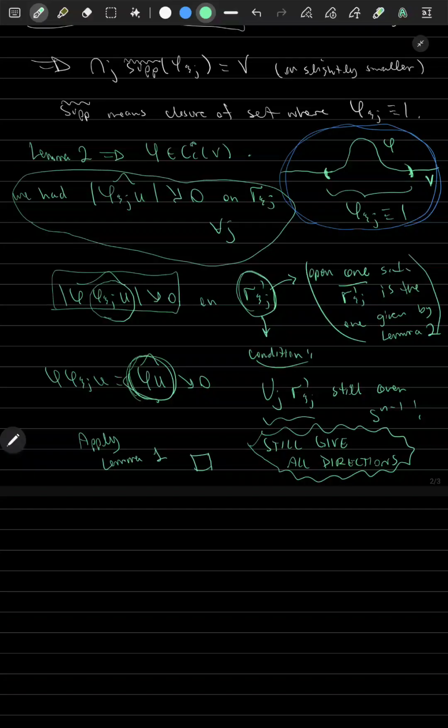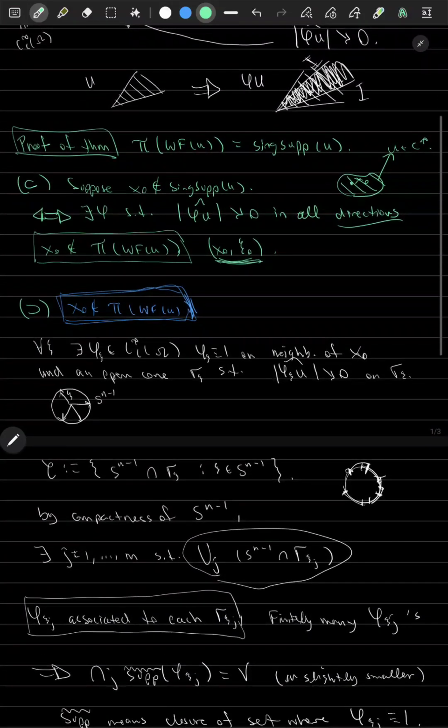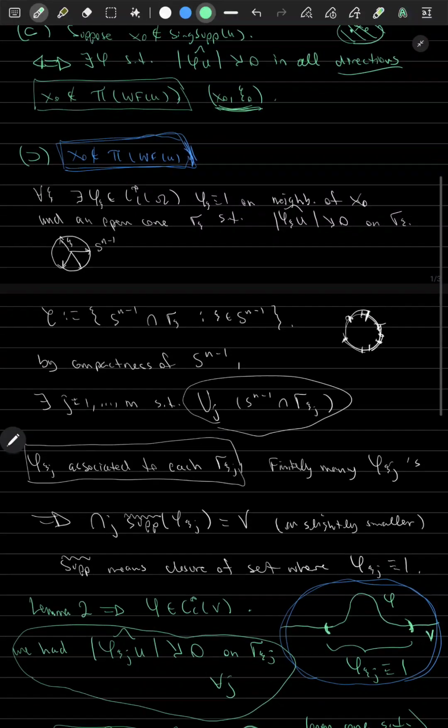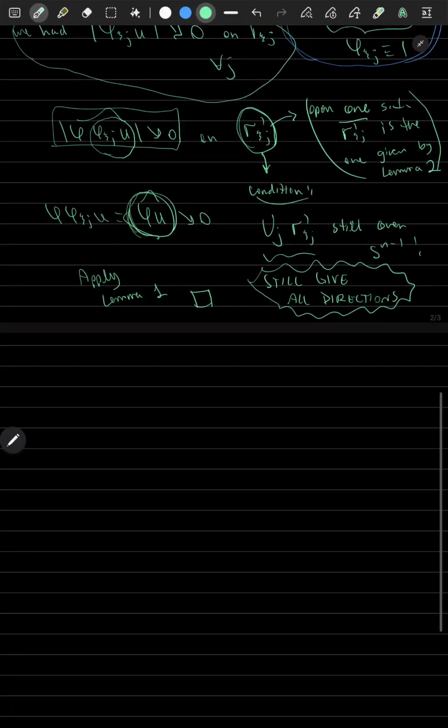And we are finished. So that's the proof of this seemingly, this definitely fundamental fact about wavefront sets, whose proof is definitely more involved than one would expect. And so, yeah, that's the main thing I had to show for today.